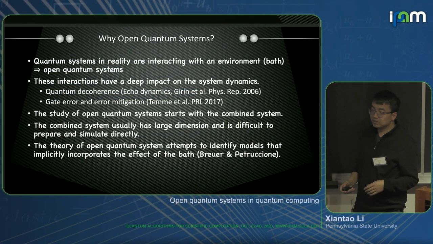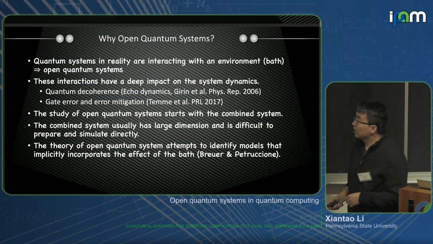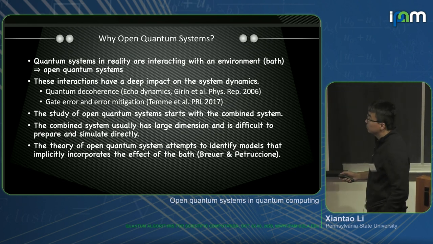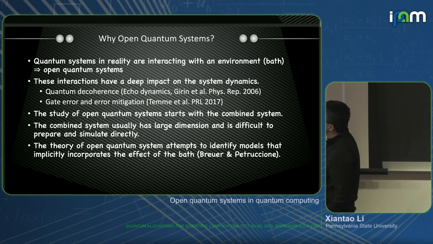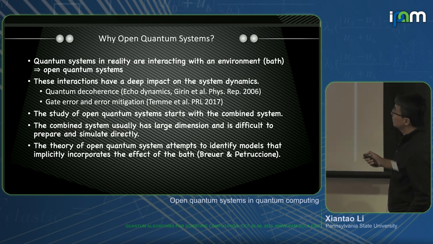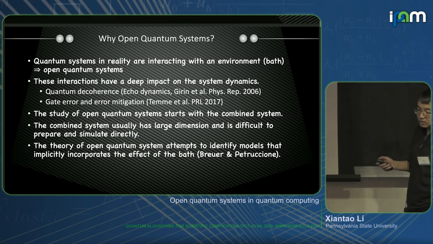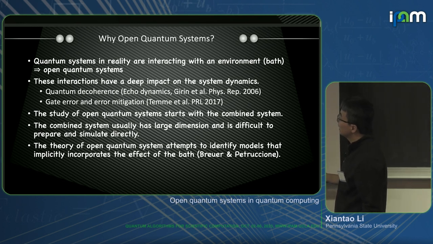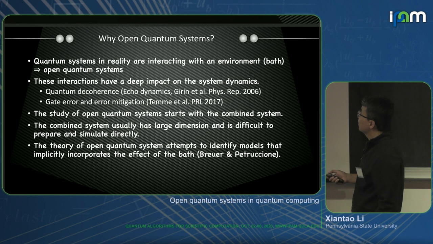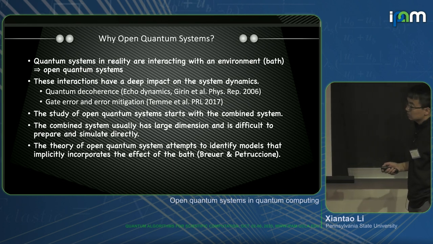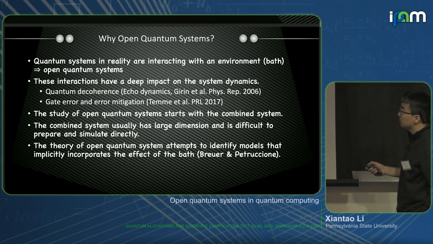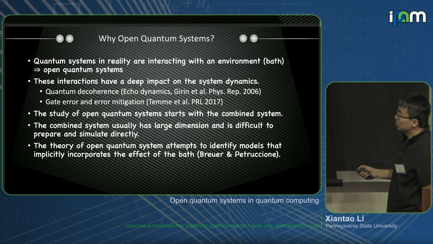All right, and so I think previous speakers have addressed this issue, like why do we want to look at open quantum systems? This is because in reality, most of the quantum systems that we are looking at are actually interacting with an environment. And those interactions can lead to a lot of physical phenomena that we have to take into account. Now, in terms of deriving an appropriate model for open quantum systems, we usually start with a combined system where you put in your system that you're interested in together with the bath, right?